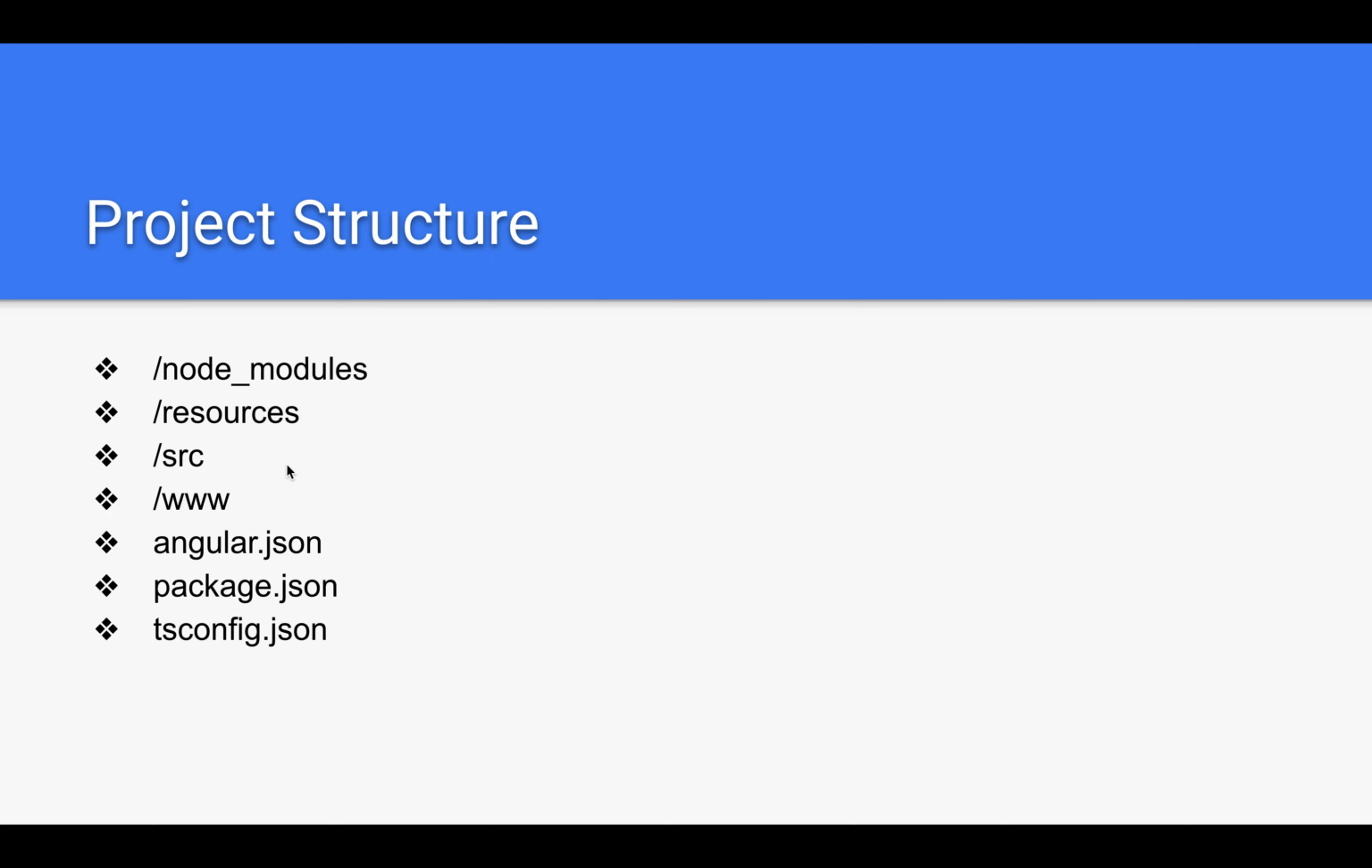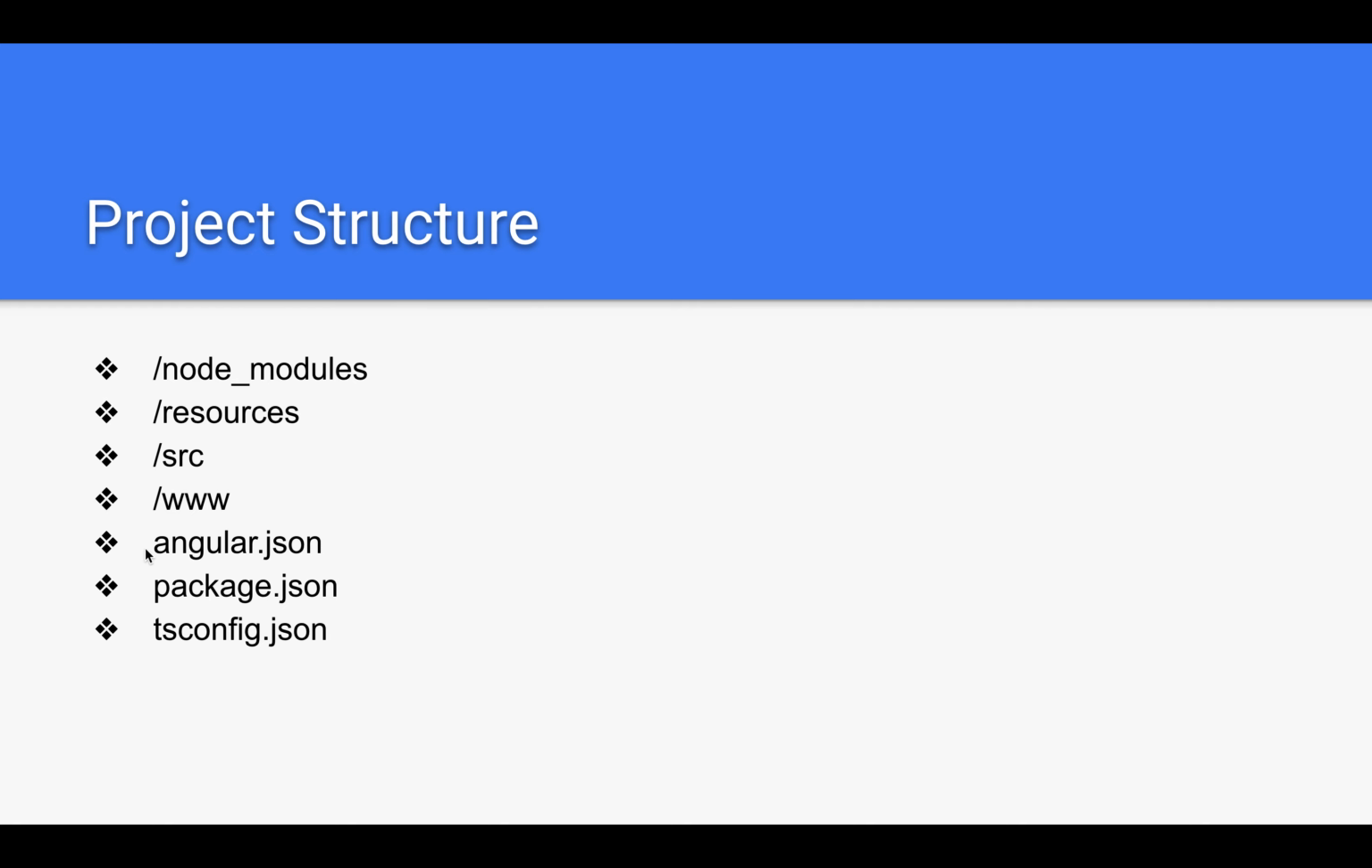Next we have the source folder. It is an important folder where the majority of the app will be developed. This is the folder where we will write our code. Whenever you want to write code for your application, it has to be inside the source folder.